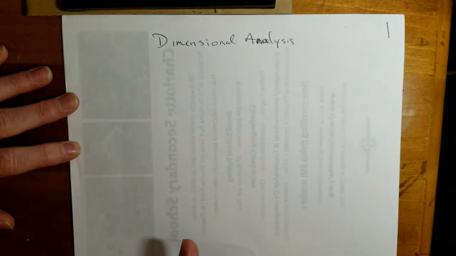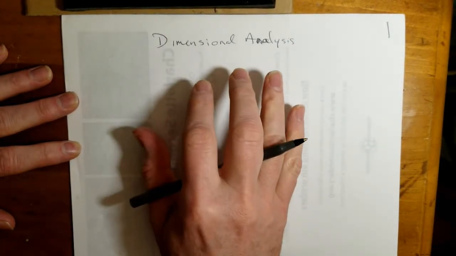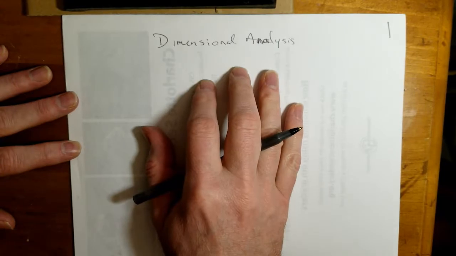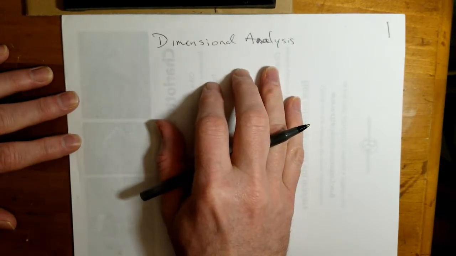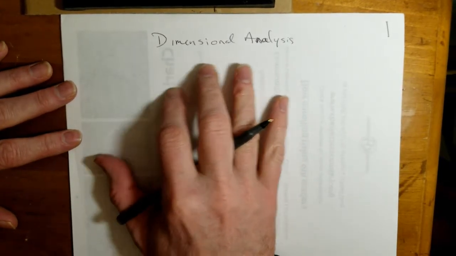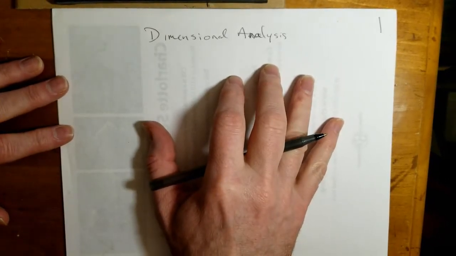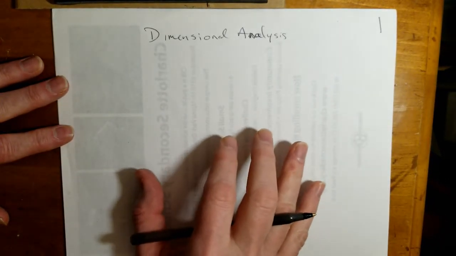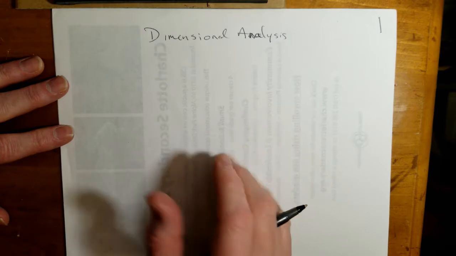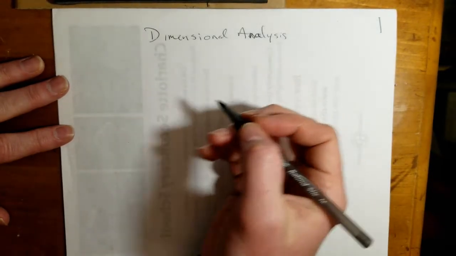Let's talk about dimensional analysis. Dimensional analysis is a technique of determining if an equation makes any sense or not. It's a very quick and dirty look at it. It's not going to be able to detect if there's a constant off or not. But let me give an example here.